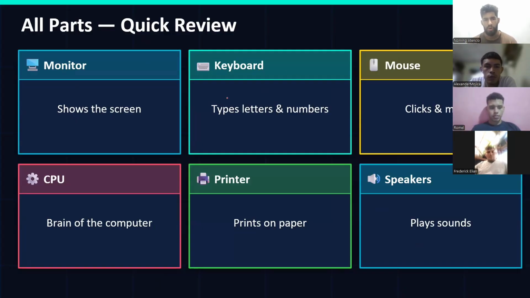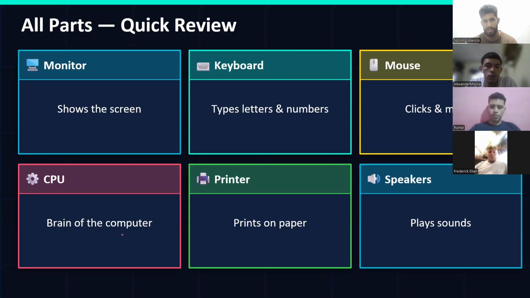The next one, keyboard. Types letters and numbers. Can you repeat it? Types letters and numbers. Yes. The next one, mouse. Clicks and moves. Excellent. The CPU, the brain of the computer.